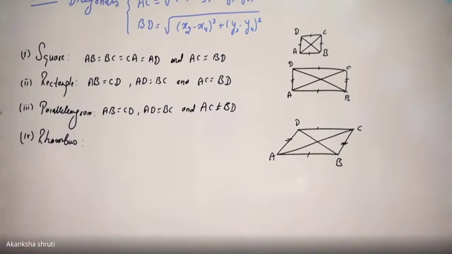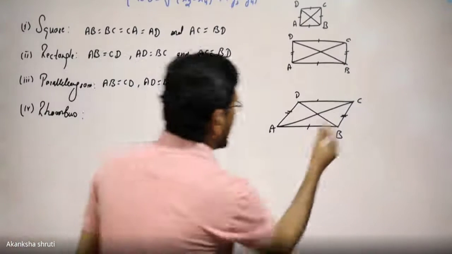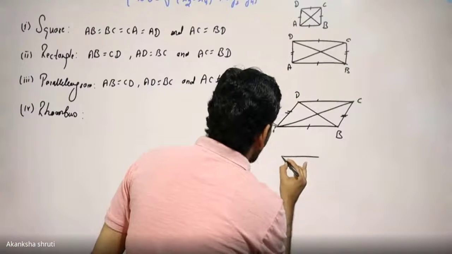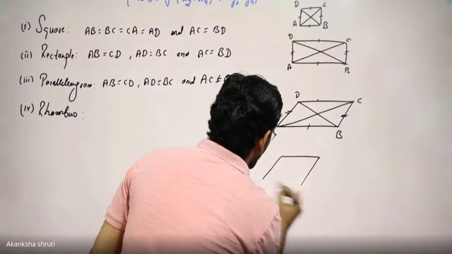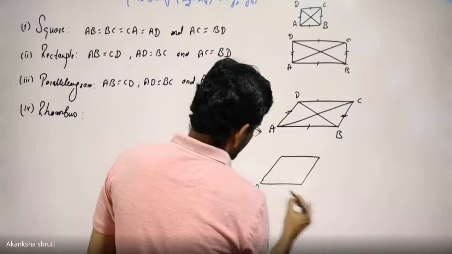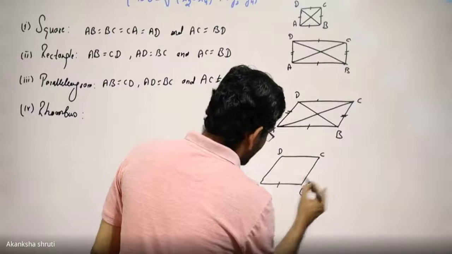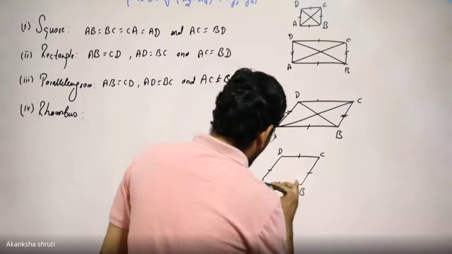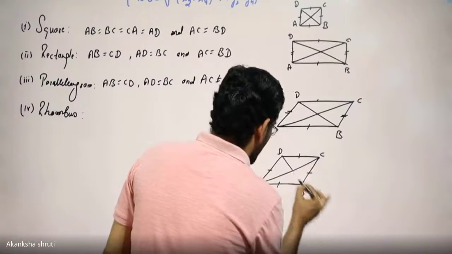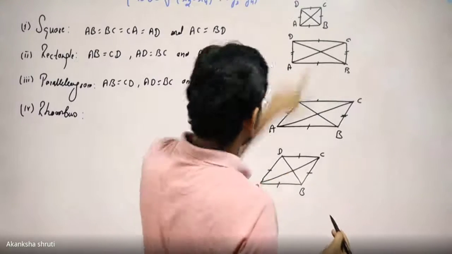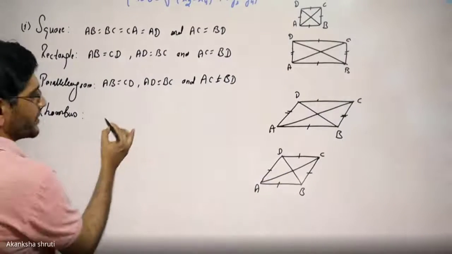For this rhombus, we have learned that all their sides are equal. If we consider this ABCD, then all their side lengths are equal, but their diagonals are not equal. This makes the difference between the square and rhombus.